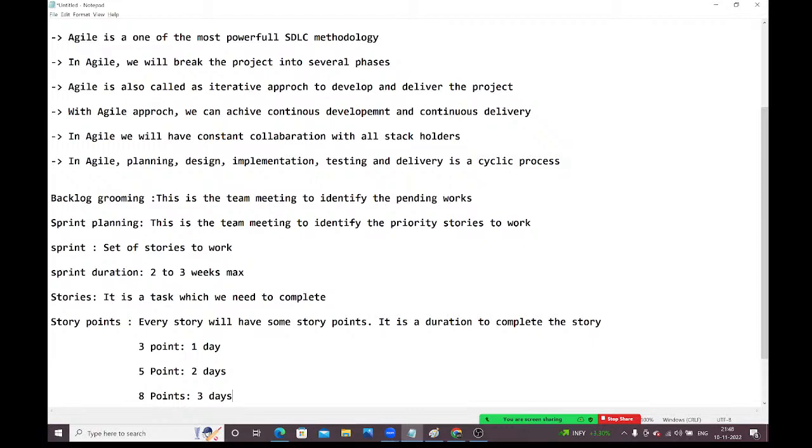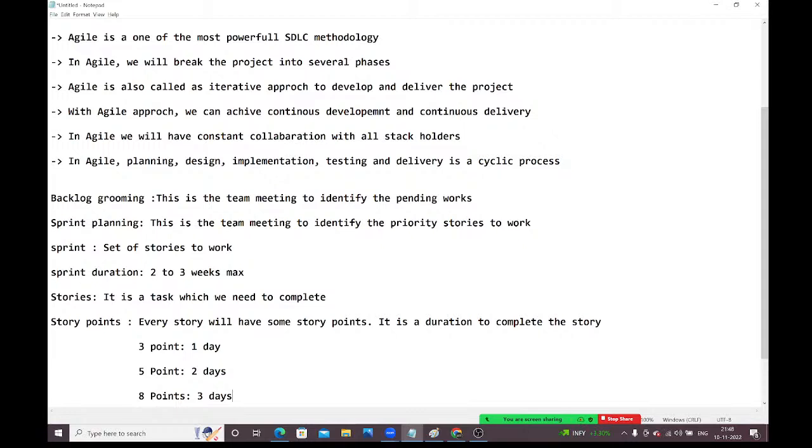Days means not 24 hours, 8 hours only. 1 day means 8 hours, 2 days means 16 hours, 3 days means 24 hours. Like that, we need to finish the stories. Most of the companies will follow points like this only, guys.